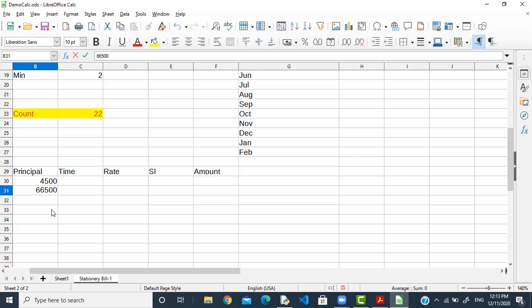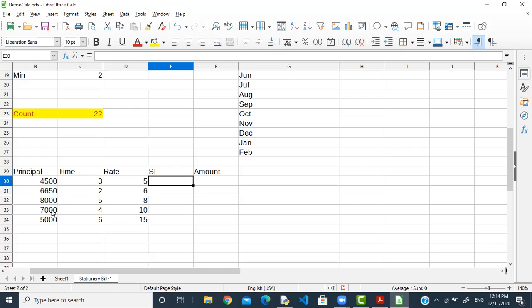4500, 6650, 8000, 7000, like this. I've given some values here, 5000, like this. Now I'm giving the time: 3 years, 2 years, 5 years, 4 years, and 1 year, suppose. Now I'm giving the rate of interest: 5%, 6%, 8%, 10%, and 15%, and I'm going to change it to 7 years or 6 years, like this.